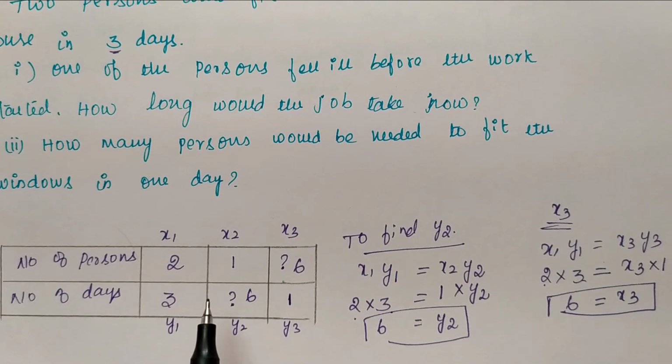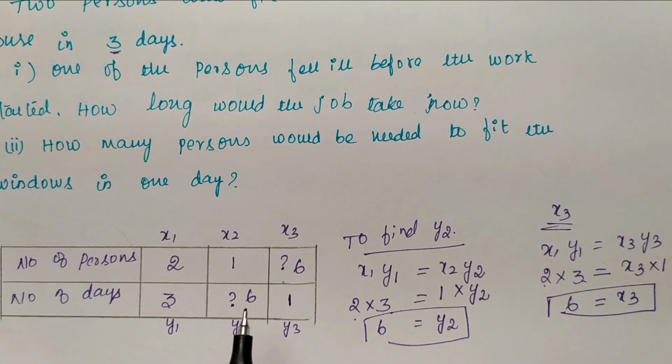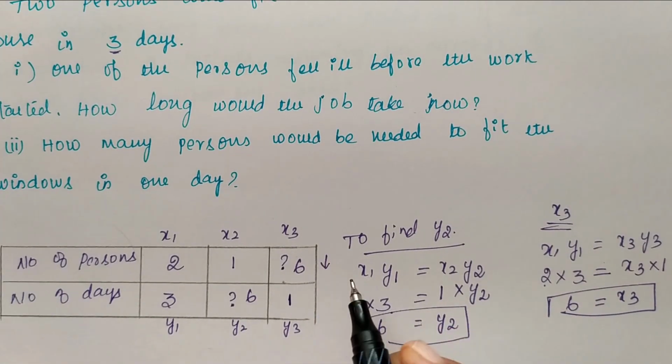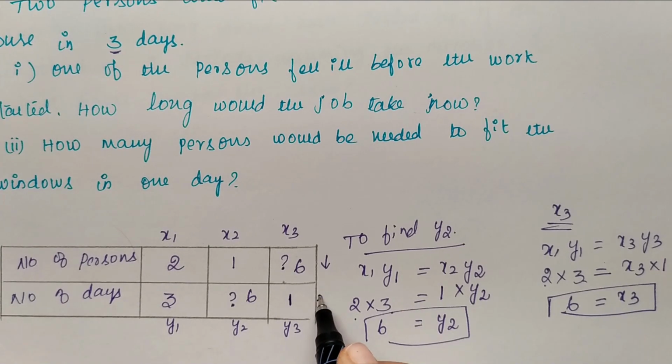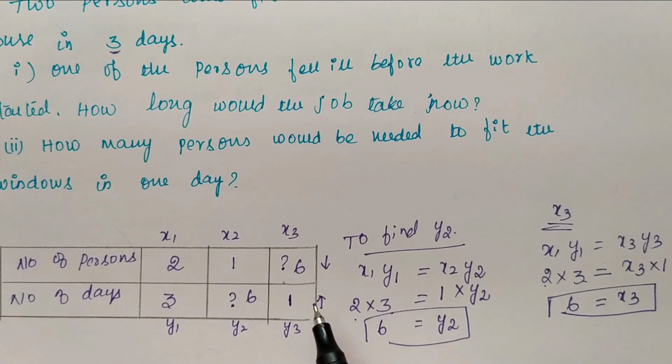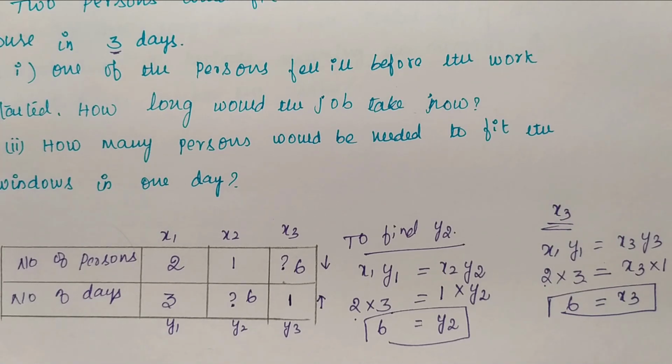So if the number of persons is reduced, the number of days to do the job will increase. So these two are in inverse proportion. If there are more persons, they can do the job in fewer days. If there are fewer persons, they need more days to complete the job. So these two are in inverse proportion.